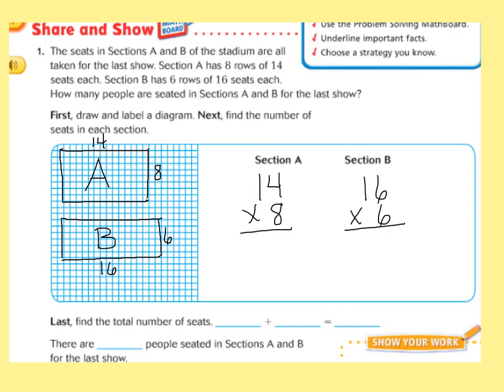Okay, in this problem you can see the seats in sections A and B of the stadium are all taken for the last show. Section A has 8 rows of 14 seats each, and Section B has 6 rows of 16 seats each. How many people are seated in sections A and B for the last show? And first we had to draw and label a diagram. So that's what I have here. Section A, 14 by 8, and Section B has 6 rows of 16 seats.